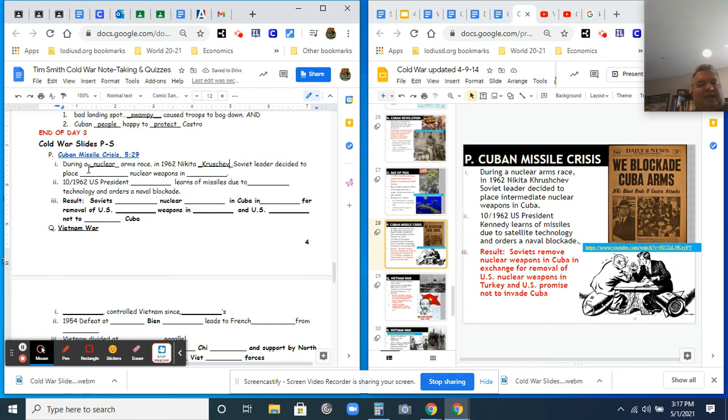And also, it was a reply to nuclear weapons being placed by America in Turkey, and that's really close to the Soviet Union. And so they started taking steps to place intermediate nuclear weapons in Cuba. That could hit New York City. That could hit Washington D.C. I think that's the limit. It could hit Texas. I don't know about maybe L.A. Probably not L.A. Probably not San Francisco, but it's still really close.